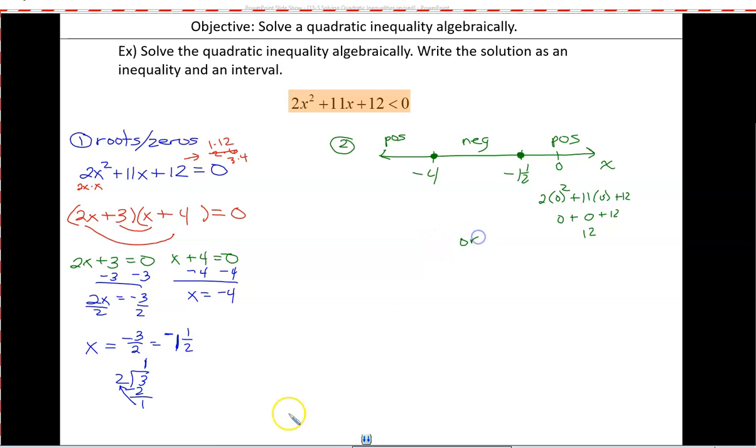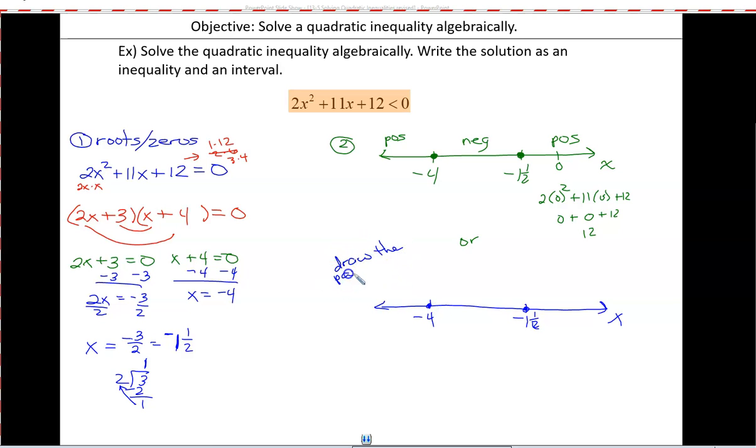Or, remember, our other method is to draw our little fake x-axis, put our zeros on it, and then draw the parabola.